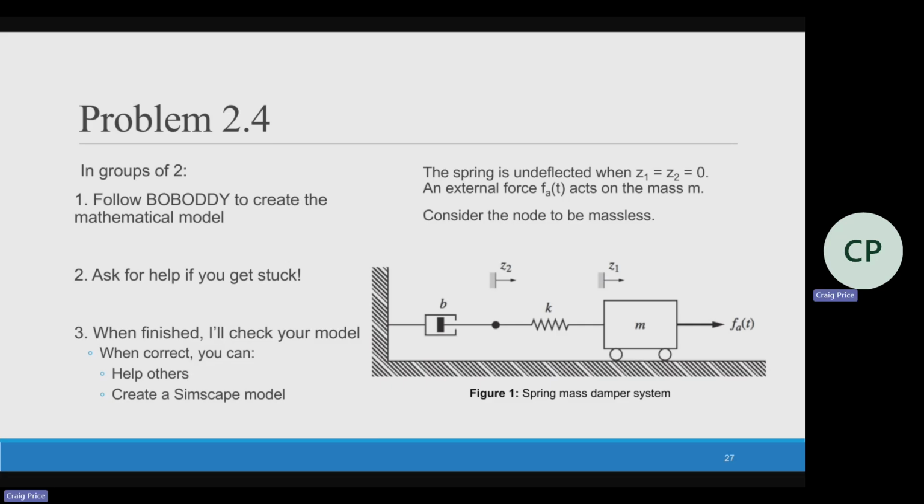Everybody that has body, yes, body. That is one of the outputs.